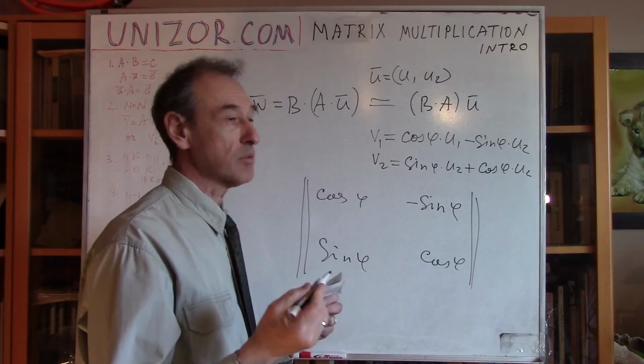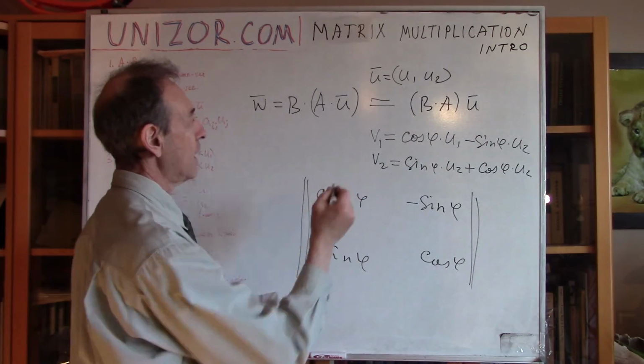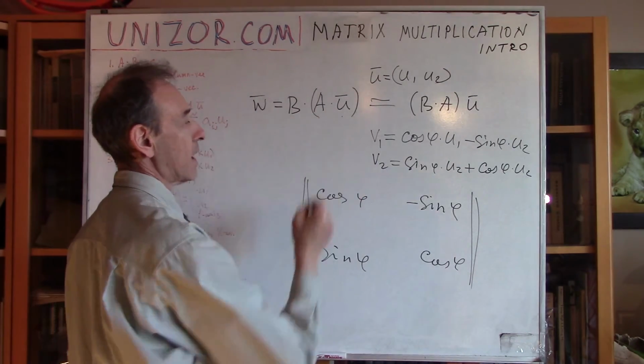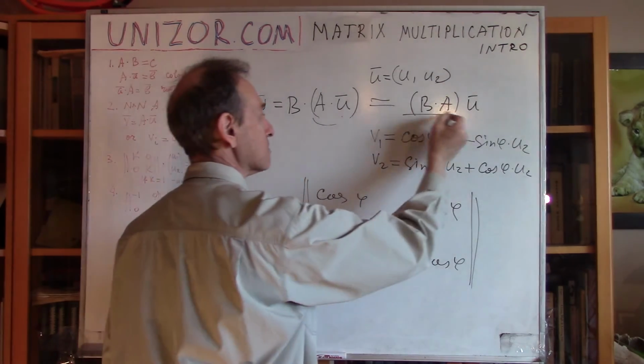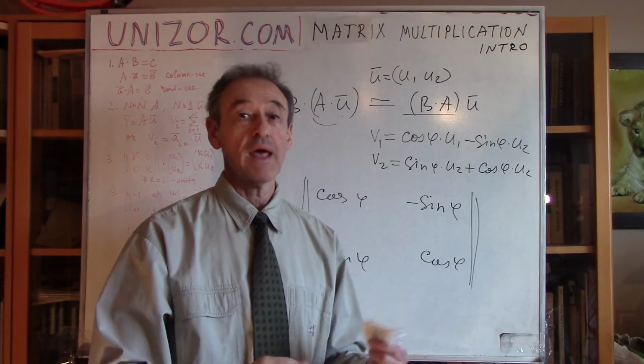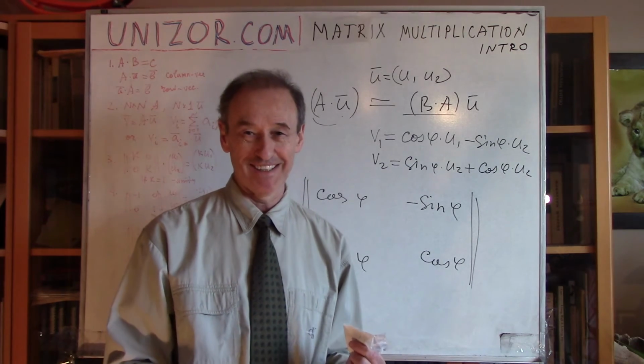Now, what does this require? So far I have defined only the multiplication of a matrix by a vector, and this is another matrix by vector again. This is multiplication of matrices, and this is the subject of the next lecture.